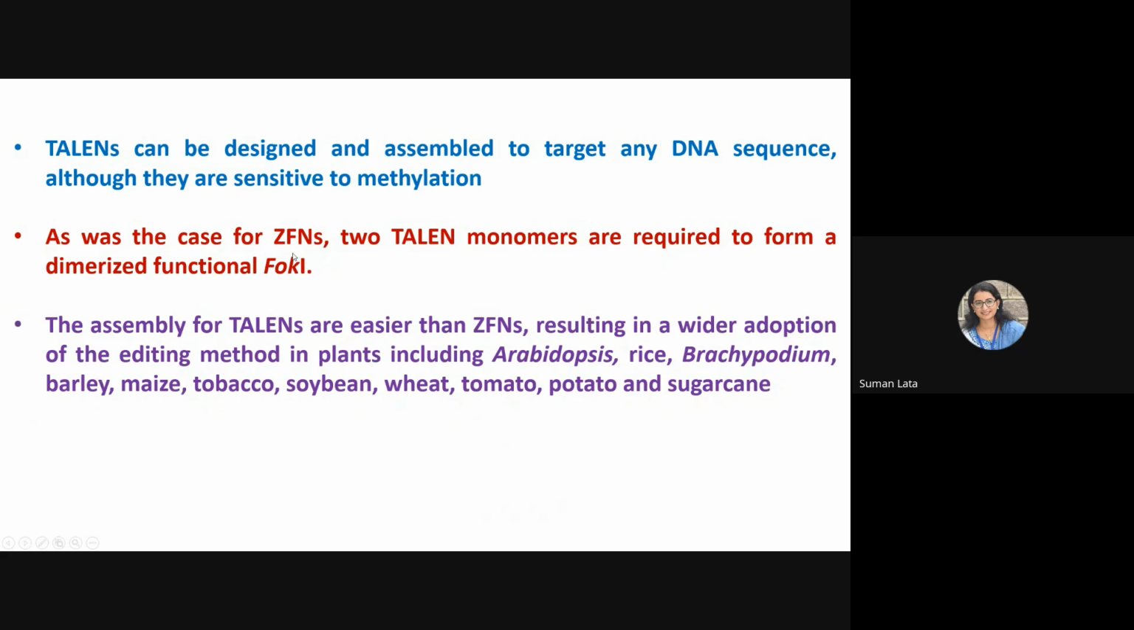And like ZFNs, two TALEN monomers are required to form a dimerized FokI. But compared to ZFNs, TALENs are easy to assemble. Therefore, they had wider adoption as an editing method in plants, including Arabidopsis, rice, Brachypodium, barley, maize, tobacco, soybean, wheat, tomato, potato, and sugarcane. So compared to ZFNs, they have been widely used. But they are sensitive to methylation.